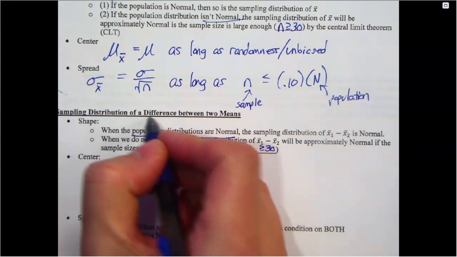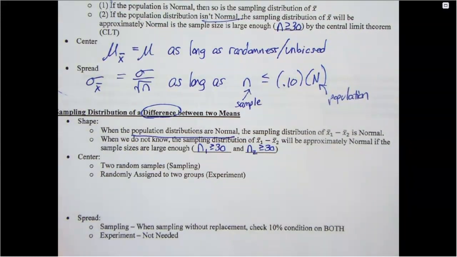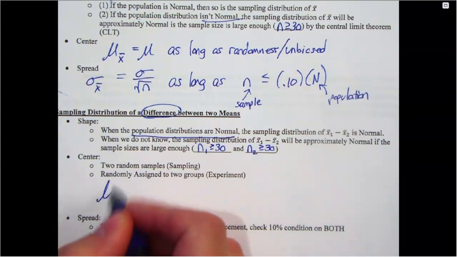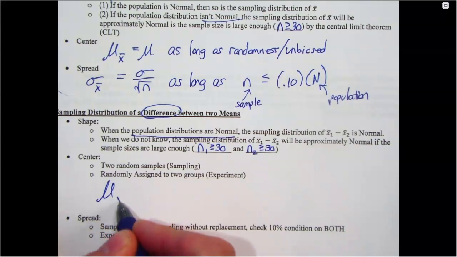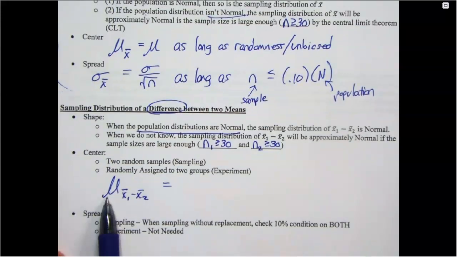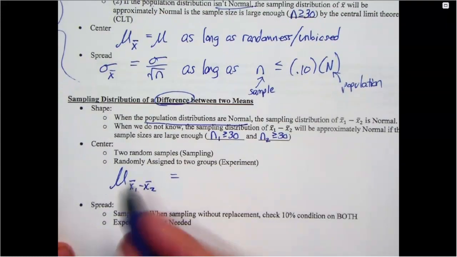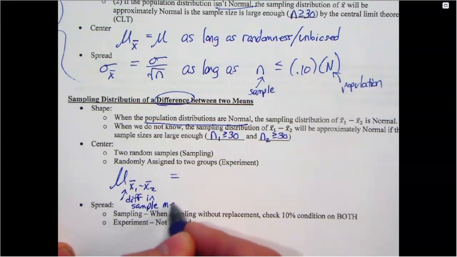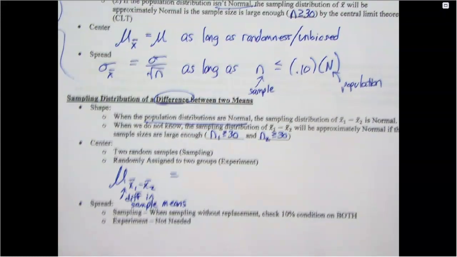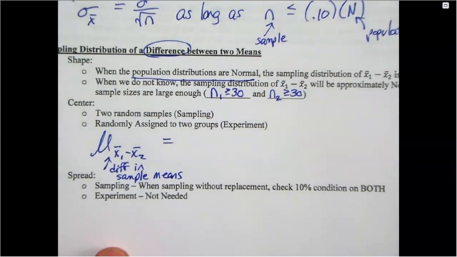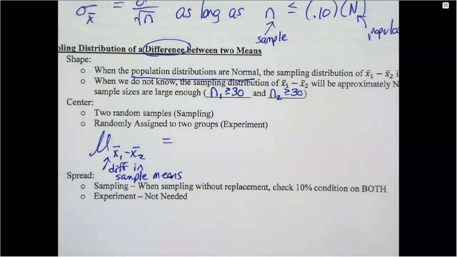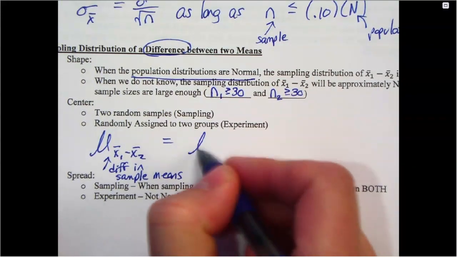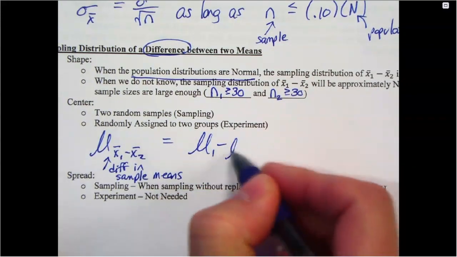For the center, we're always looking at the difference, so we're subtracting them. So the mean of x bar 1 minus x bar 2. This is the mean of the sample. This is like the difference in sample means. It is going to be equal to the population means subtracted also.